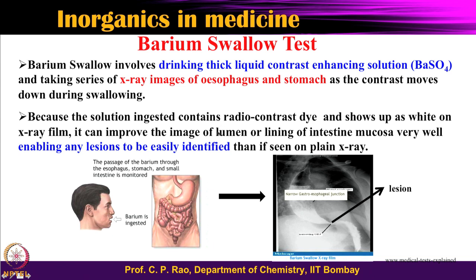So, we have shown the method in a high magnetic field, and the barium meal test in an X-ray method that one can use to identify these. These are some, and a few more will be covered in the next class in terms of therapy by inorganic chemistry, inorganic compounds as well.